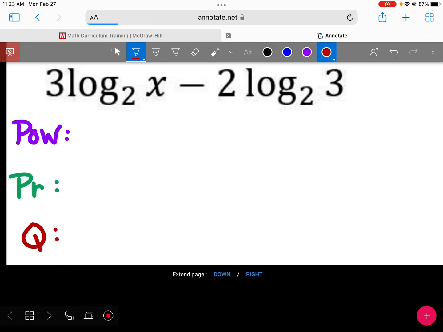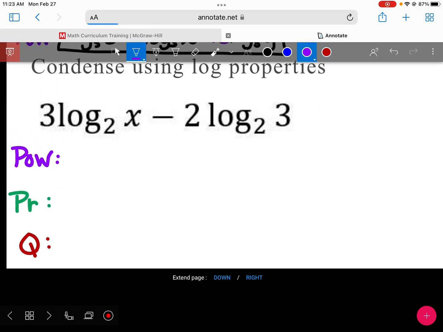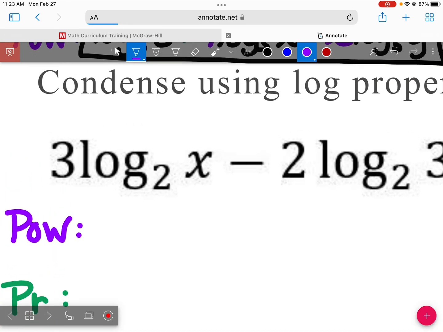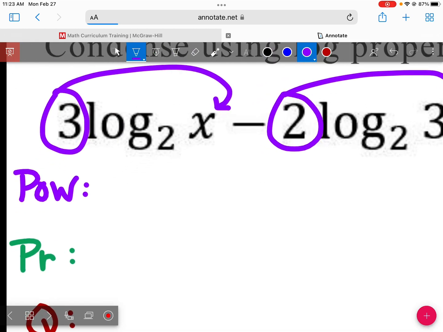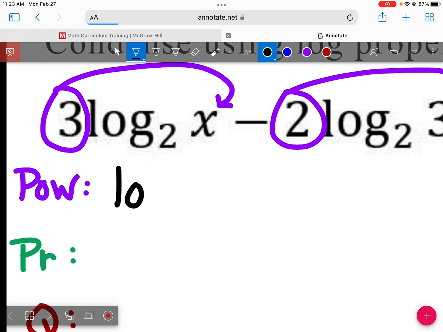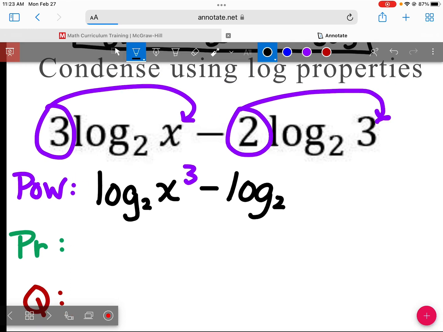Do I need the powers property? Yes. How many times? Twice. Any numbers in front of logs, so like this 3 right here, it's going to become an exponent on the x. This 2 right here becomes an exponent on the 3. So log base 2 of x to the 3rd power minus log base 2 of 3 squared.